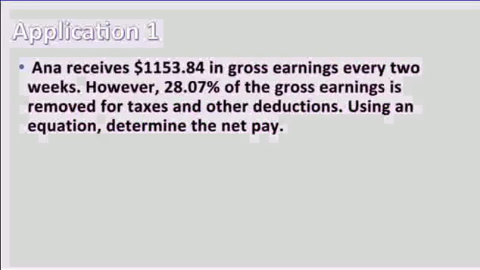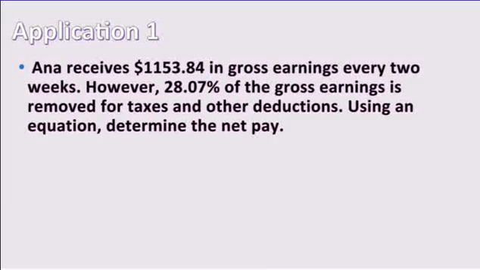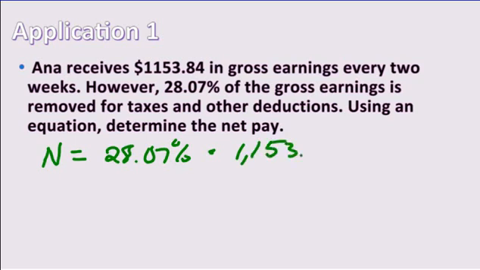And then let's look at some applications. Anna receives $1,153.84 in gross earnings every 2 weeks. That's the total amount that she earns. However, 28.07% of the gross earnings is removed for taxes and other deductions. Using the equation, determine the net pay. So they're asking you, what number is 28.07% of $1,153.84.